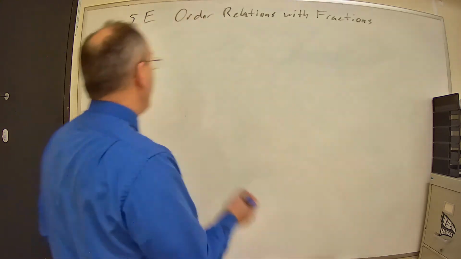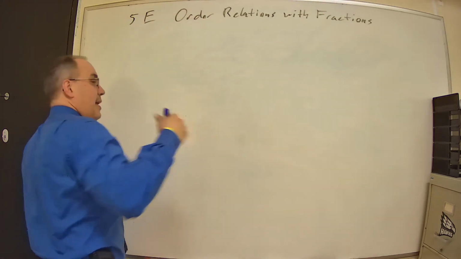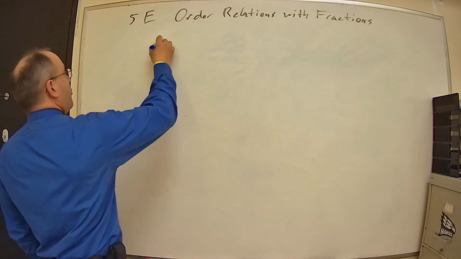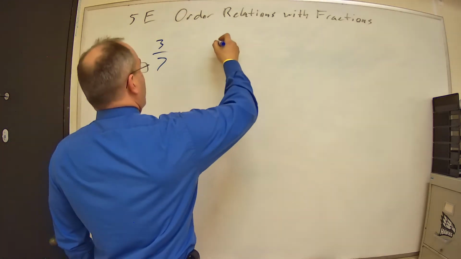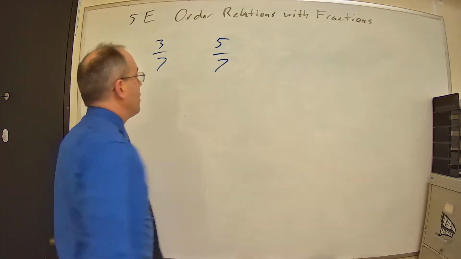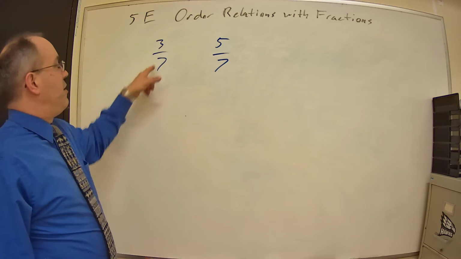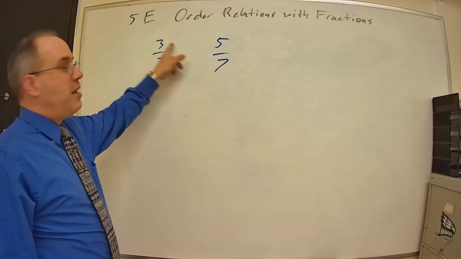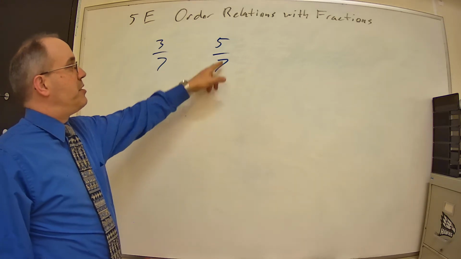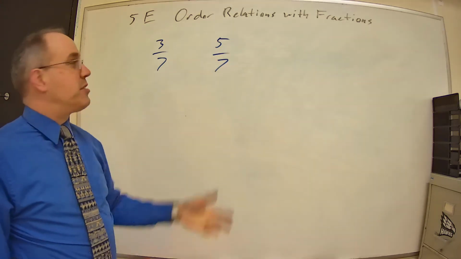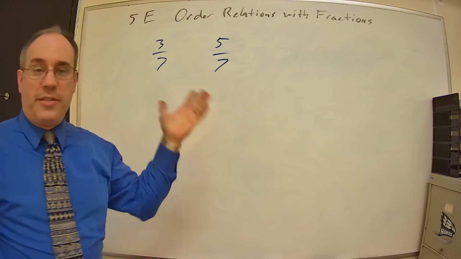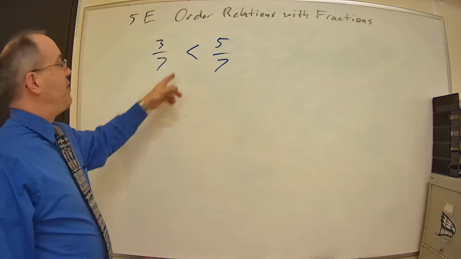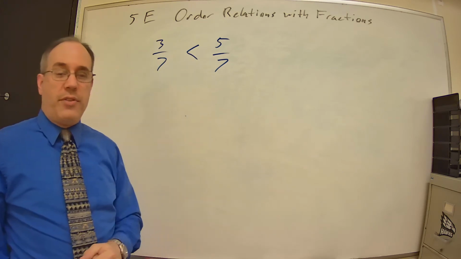Obviously, if we have the same denominator, it's easy to compare. If we're given 3/7 and 5/7, you have something split into 7 pieces, and you have 3 of the pieces. You have something split into 7 pieces, and you have 5 of the pieces. Obviously, 5 pieces is greater than 3 pieces, so 3/7 is less than 5/7.